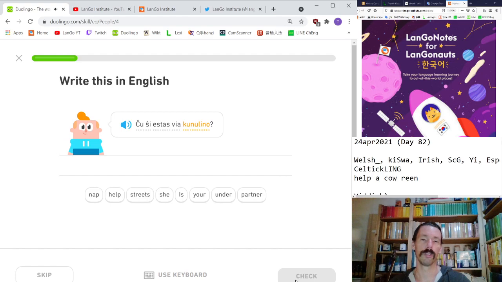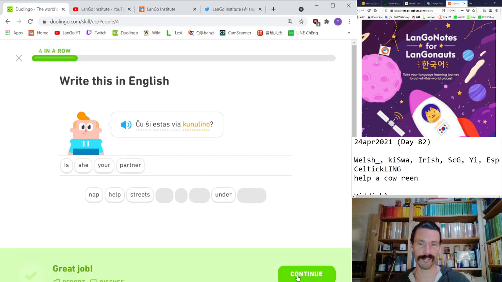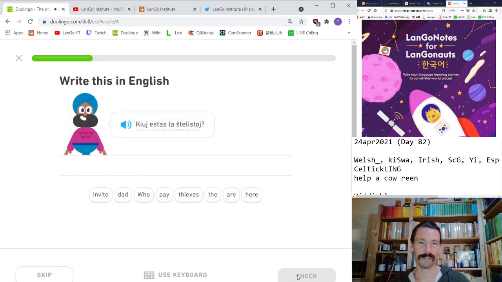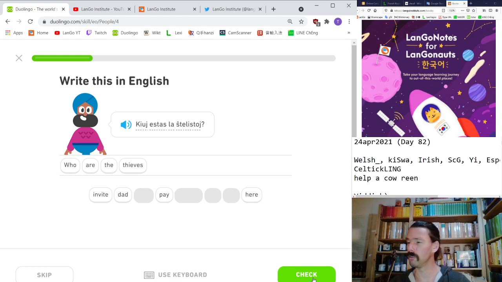Ĉu ŝi estas via kunulino? Ĉu ŝi estas, is she, via kunulino, your female partner? Kiuj estas la ŝtelistoj? Cool one. Kiuj estas la ŝtelistoj? Who, plural, are the thieves? Interesting, kiuj. I wonder if native speakers use the plural who word.